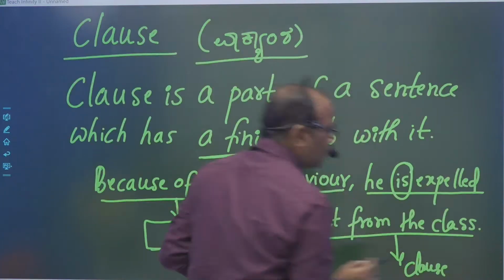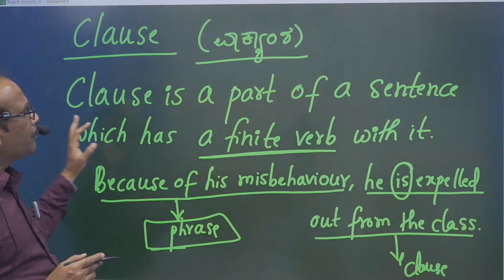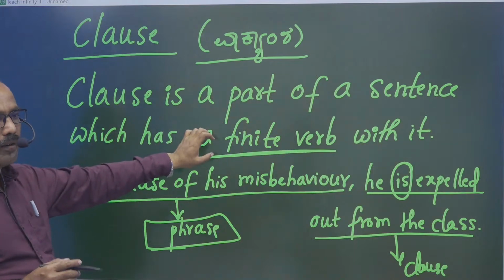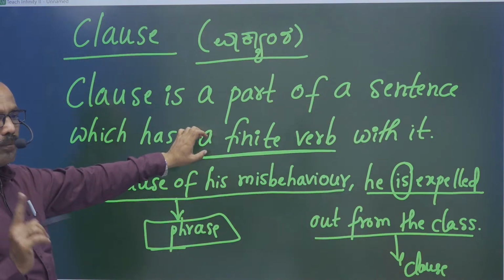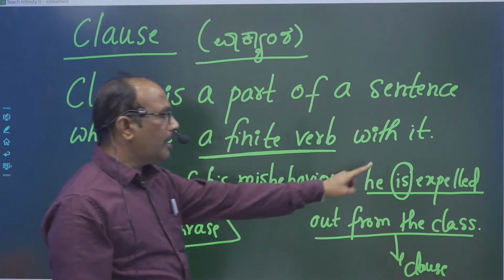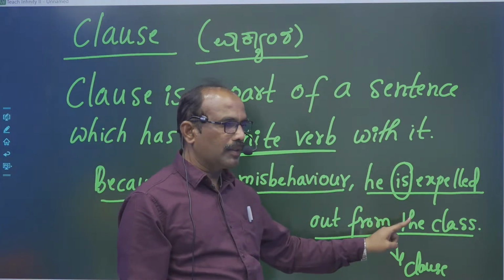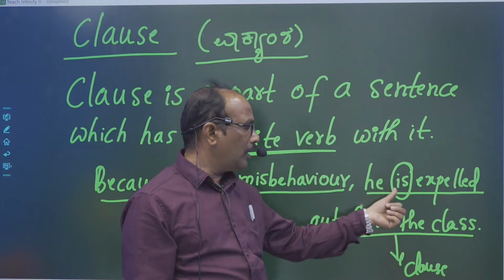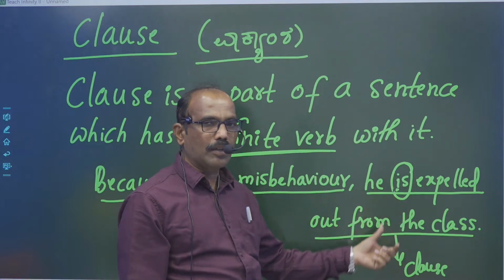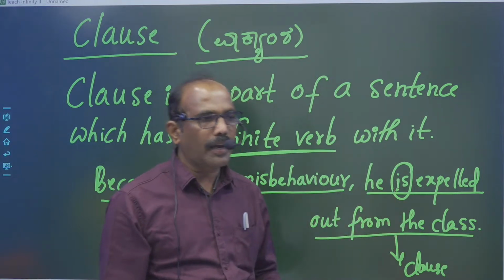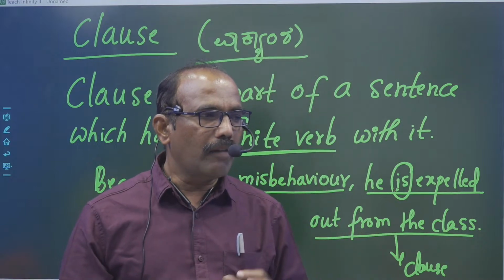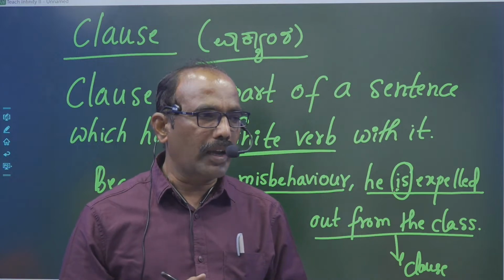And now come to the point clause. Clause is a part of a sentence which has a finite verb with it. It means you must have a helping verb or a verb number one form or a verb number two form with it. And he is expelled out from the class. In this particular clause, we have one finite verb here, is, and that's why this is considered as a clause. It means this clause has a finite verb with it. A part of a sentence having a finite verb is called a clause.